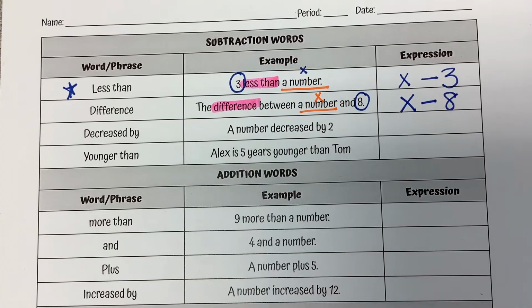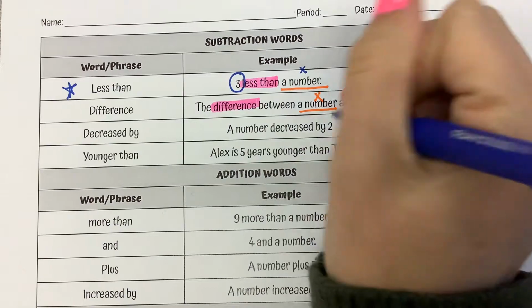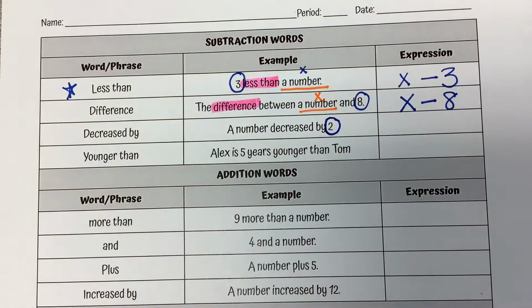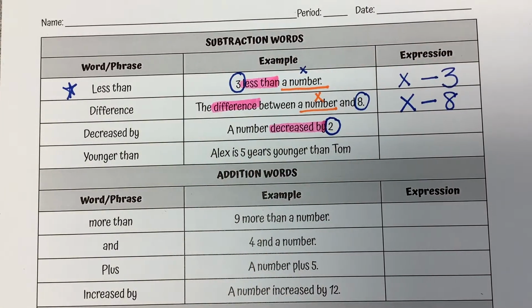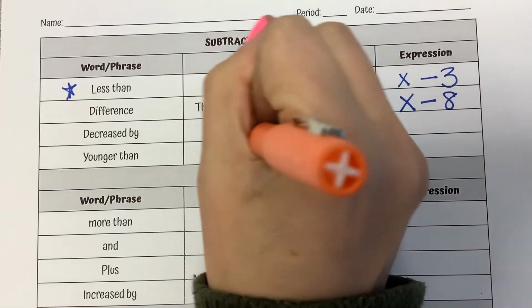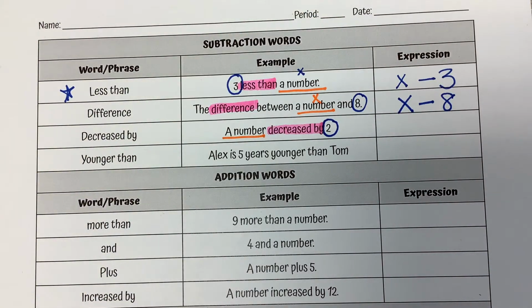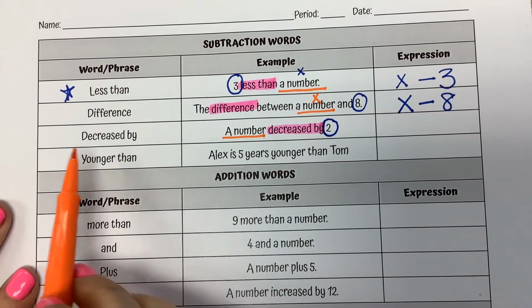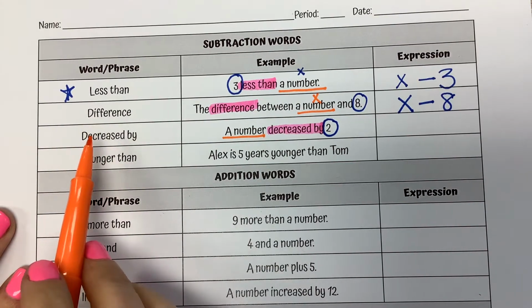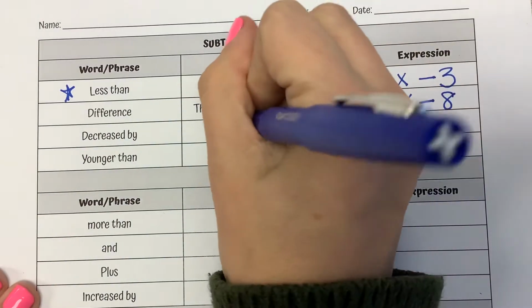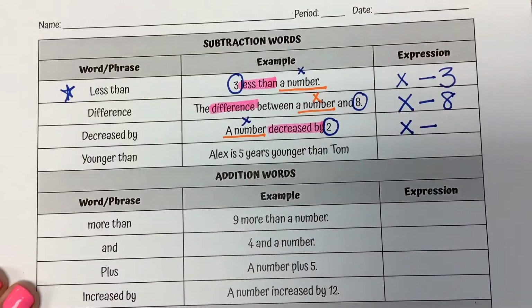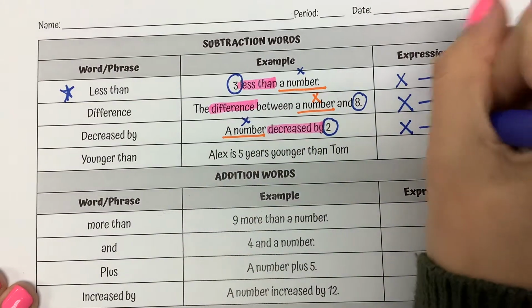Next up, we have decreased by. So going through my process, I'm going to circle any numbers given to me. So I see the number 2. I'm going to highlight the key word. So decreased by, word or phrase in this instance. And then underline our unknown. So again, a number is our unknown. So just like difference, decreased by is just going in the order that it is given. So we start with our unknown number x. We are decreasing it by, so we are subtracting 2.